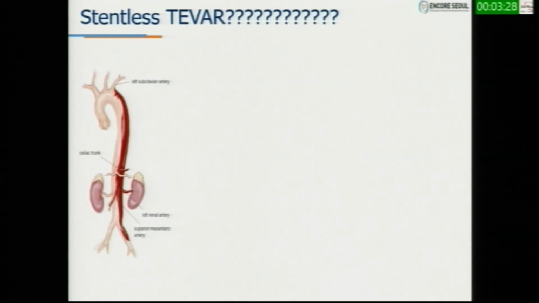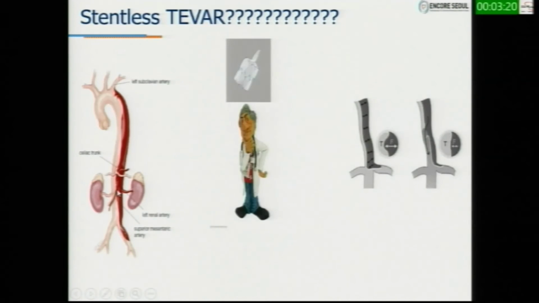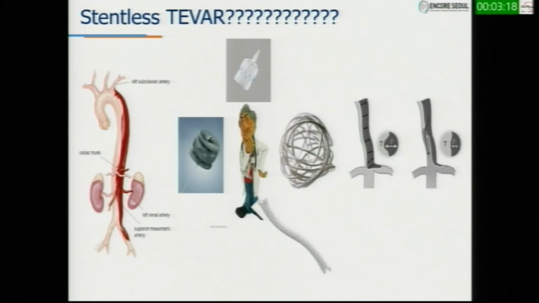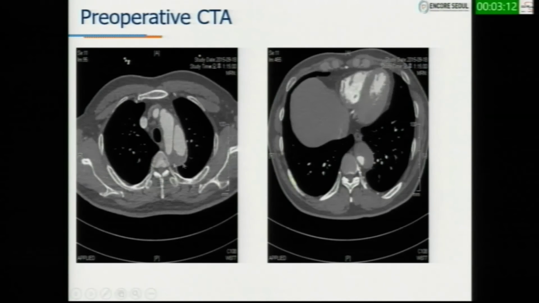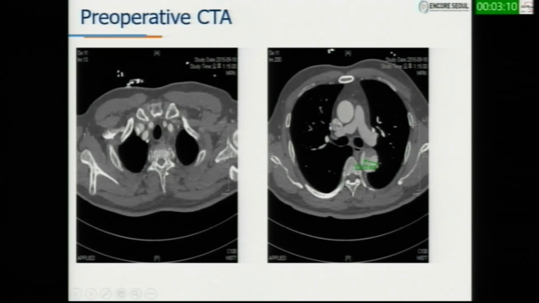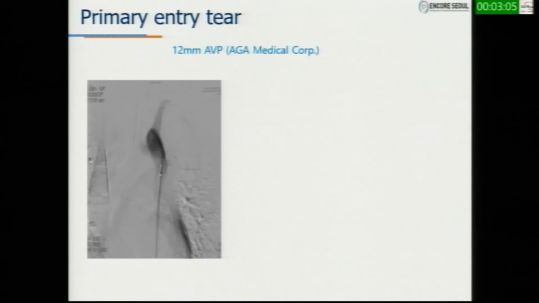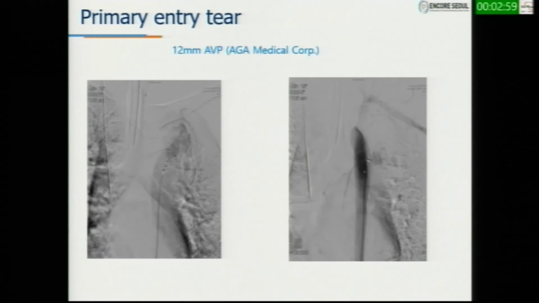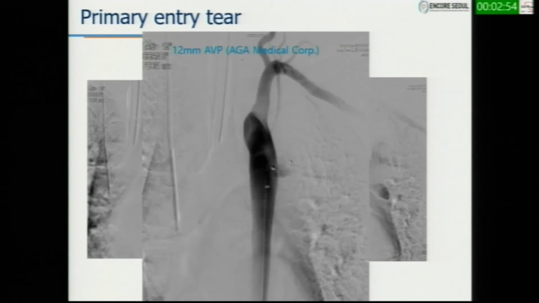After that, in the last year, we thought about closing the primary tear in the same manner as re-entry tears and visceral vessel tears, using this material, which is named stentless TEVAR. This is one case report about it. You can see in the preoperative CTA aneurysmal change of the descending thoracic aorta. At first, we close the primary tear with a plug. There is a minimal endoleak that will fade at the end of the procedure. I will show a video of this image soon.